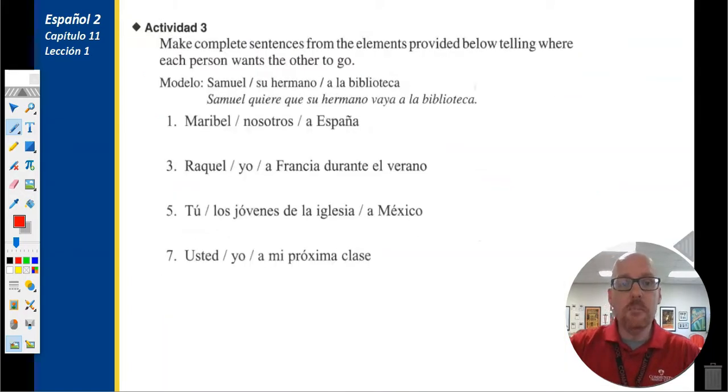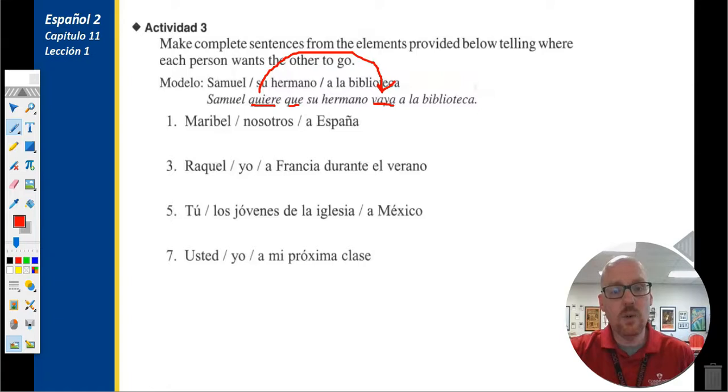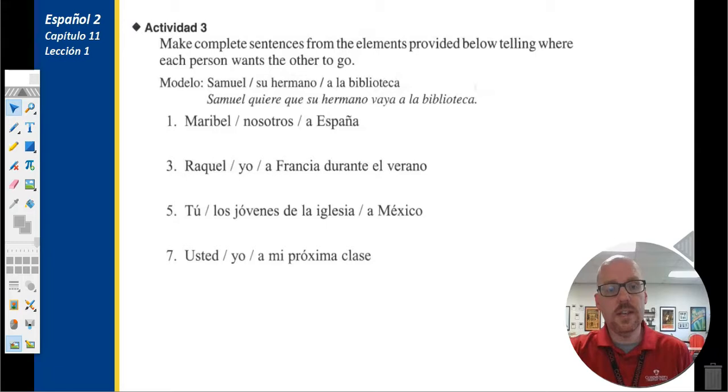Let's look at Actividad 3. Make complete sentences from the elements provided below, telling where each person wants the other to go. Here's the modelo. Samuel, su hermano, his brother, a la biblioteca. So we are going to say Samuel wants his brother to go to the library. Samuel quiere que su hermano vaya. This expression of volition caused this verb to be conjugated in the subjunctive mood. Samuel quiere que su hermano vaya a la biblioteca. I'd like you to take a moment and do número 1, 3, 5, y 7. Go ahead and pause the video and get those done, and then we'll take a look at those together.